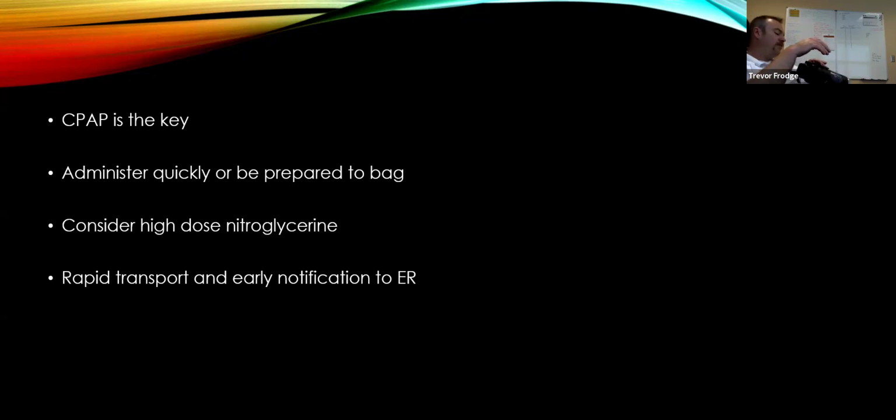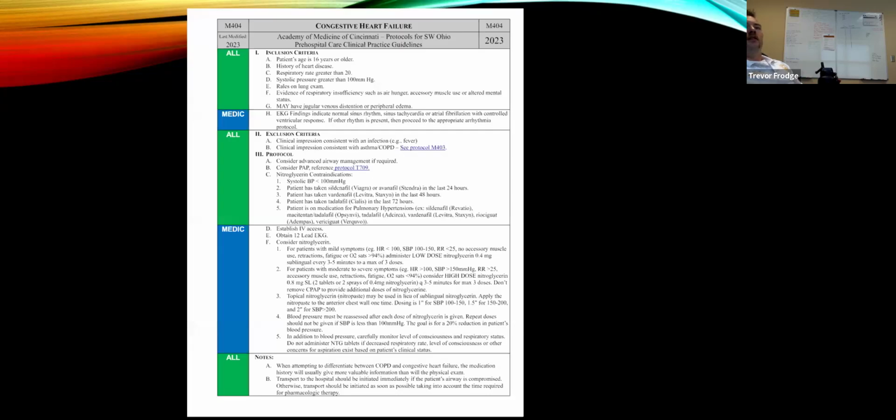Again, we want to do a rapid transport and very early notification to the ER. We want to probably go to a trauma bay, and we probably want respiratory on standby to get them off CPAP and get them to something more permanent. So again, looking at our protocol, they've got to be 16 years of age or older, breathing faster than 20 times a minute with rales. If we look at it, they might have COPD or asthma, but we consider our nitro. So again, less than 100. Make sure they haven't taken any ED meds or erectile dysfunction meds. Look at their 12-lead EKG, get an IV access going.